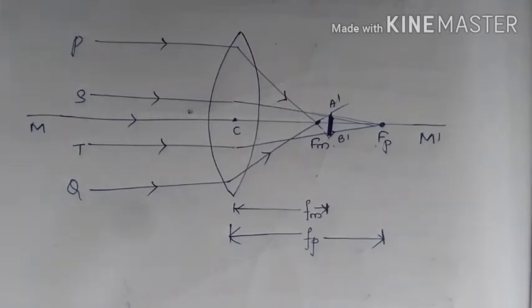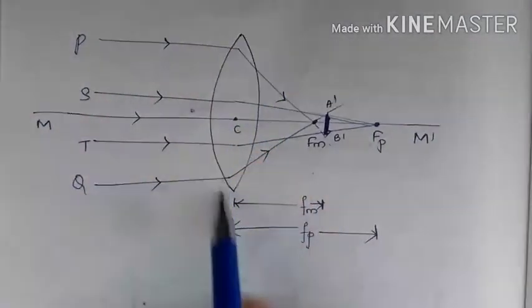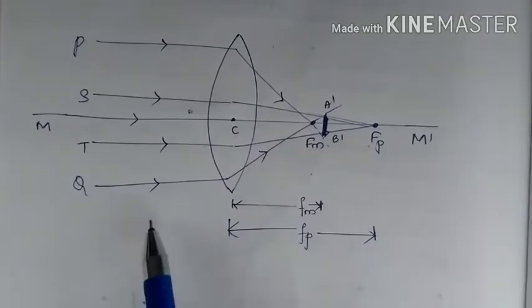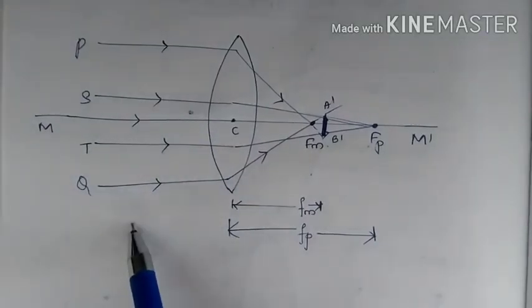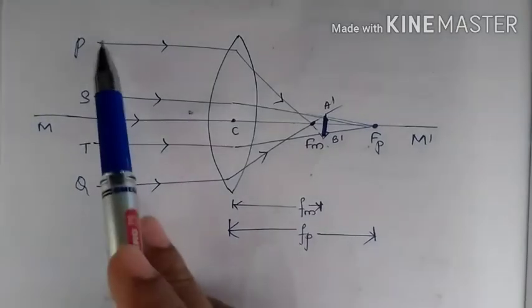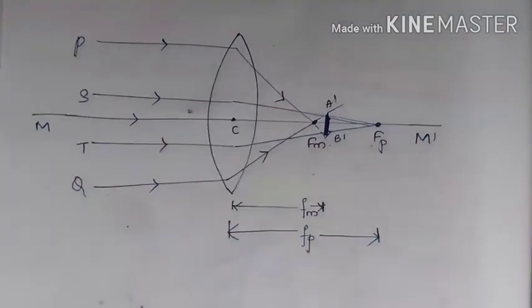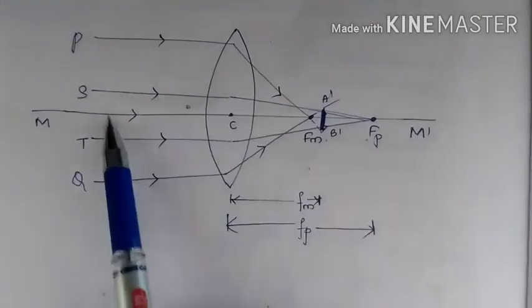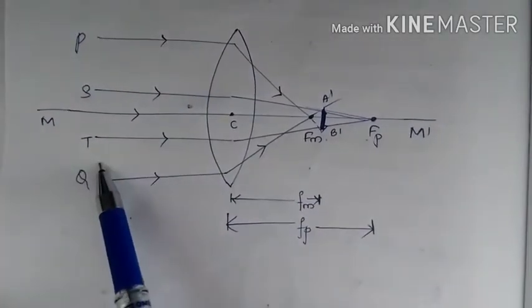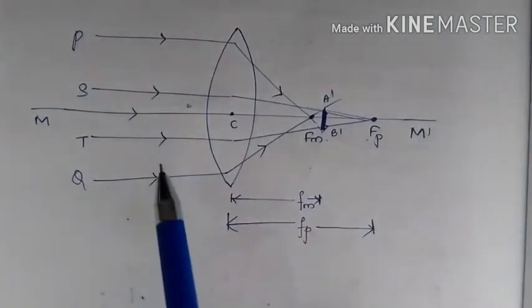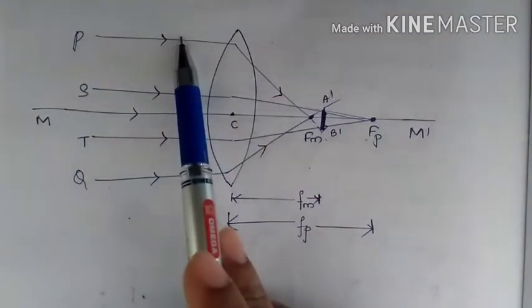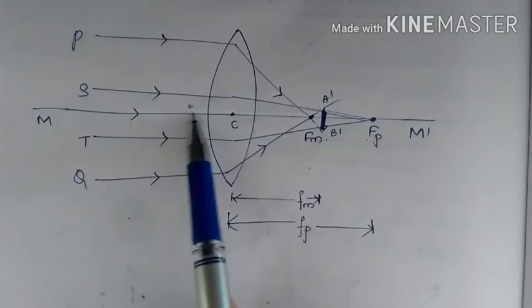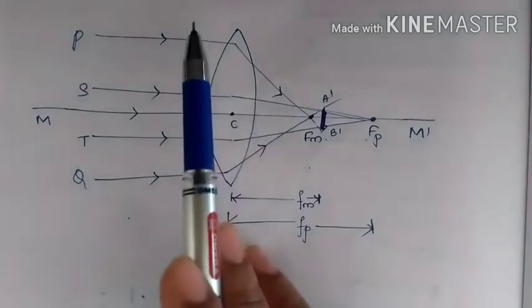In our last class we learned what spherical aberration is by this diagram. We also learned what paraxial rays and marginal rays are. We called PQ the marginal rays and ST the paraxial rays. So what are marginal rays? The rays which are at a far distance from the principal axis are known as marginal rays.